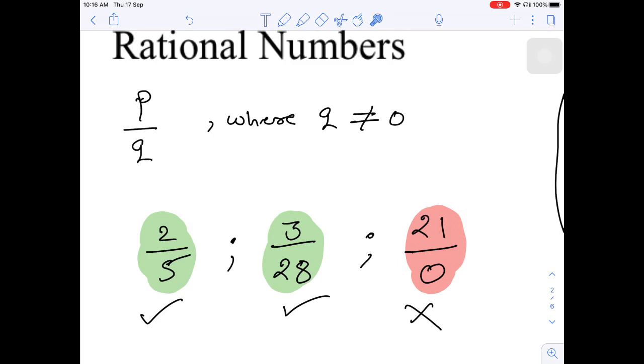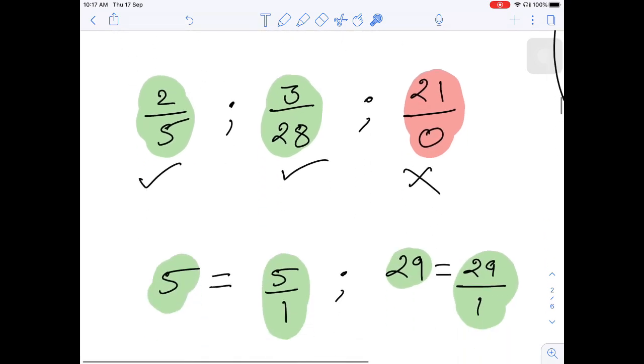So I think up till now it must be clear to you what rational numbers are. Let us revise it once again. Rational numbers are the numbers which can be represented in p upon q form, where q is not equal to 0. Rational numbers are the numbers which can be represented in numerator denominator form, where the denominator should not be equal to 0. Now let us consider some different examples of a rational number.